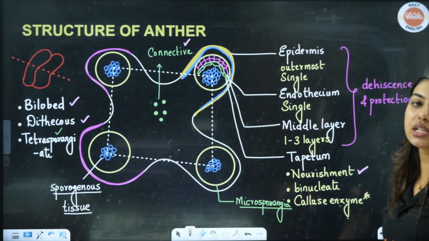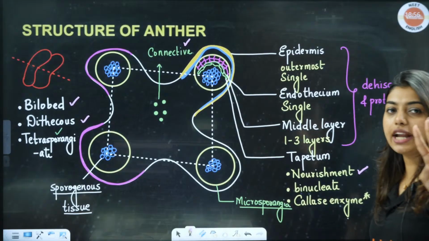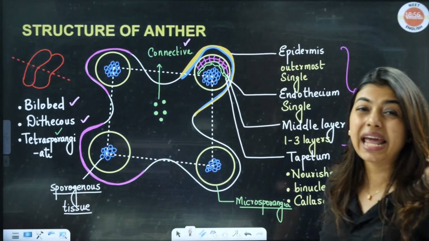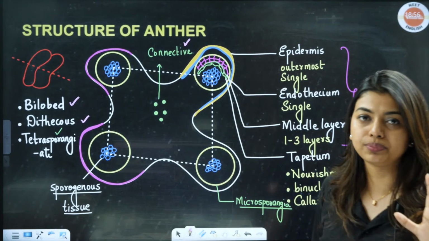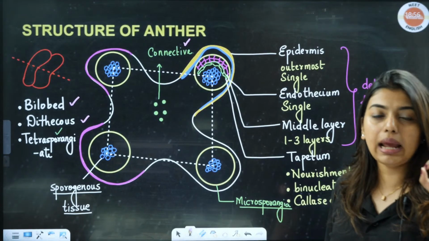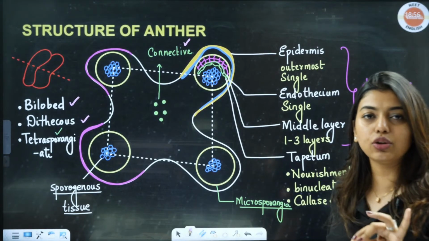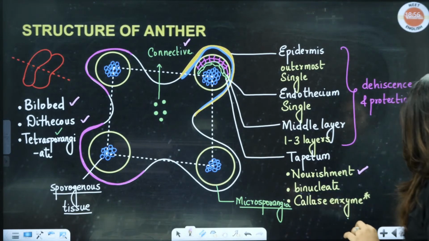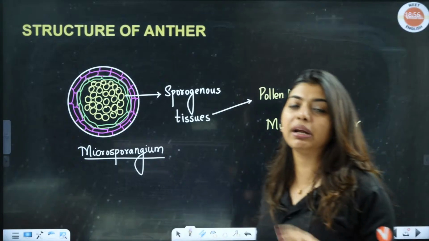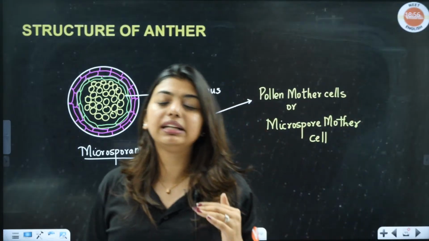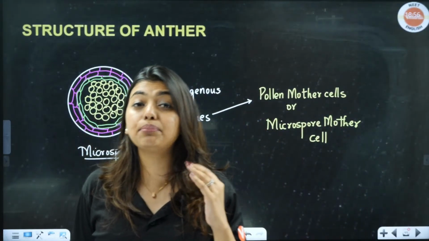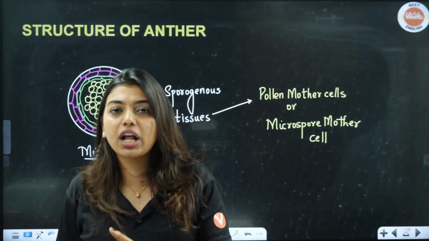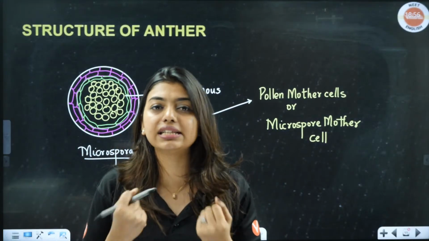And what are the 4 layers which are protecting them? Epidermis, endothelium, middle layer, tapetum. Elephant eats my tomato. Okay? Elephant, epidermis, eats endothelium, my middle layer, tapetum, tomato. Clear? Tapetum does the job of nourishment. Epidermis, endothelium and middle layer do the job of dehiscence and protection. Dehiscence and protection, so that the pollen grains get released.